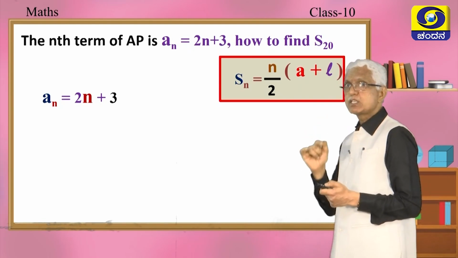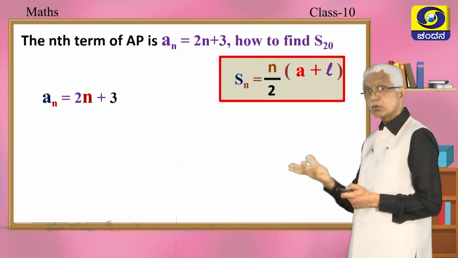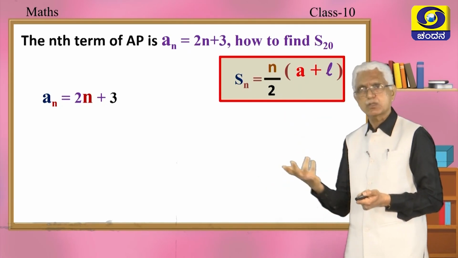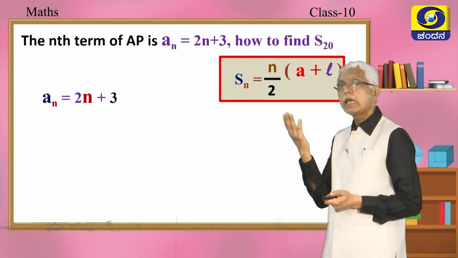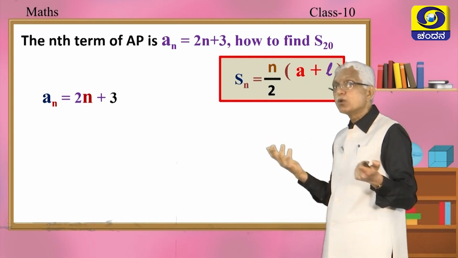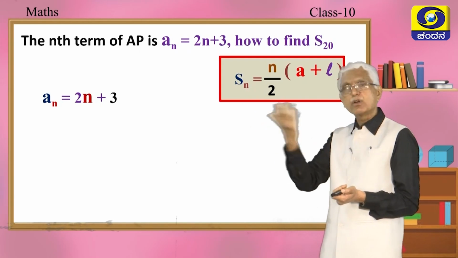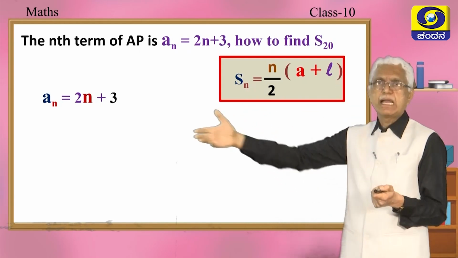If you want to use this formula, do you know n? You know it. What is it? 20, because you want to find the sum of 20 terms. So n is 20. Do you know the first term a? No. Do you know the last term l? No, because they have not given the series, only the nth term. Okay, I will start with this.